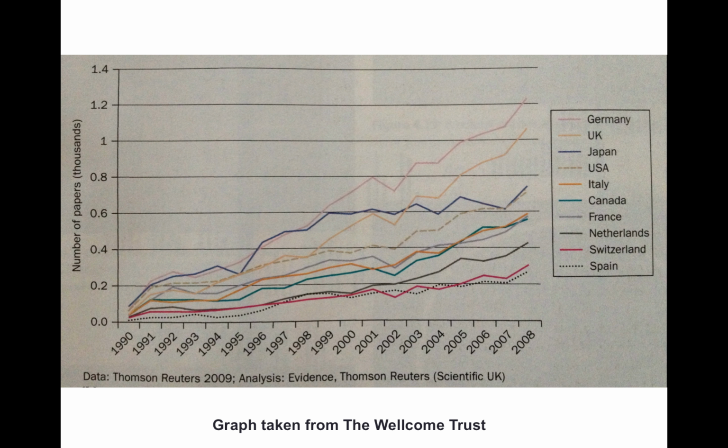And this graph, also taken from the Wellcome Trust, shows the increasing trends for publishing neuroimaging research between 1990 and 2008 in the top 10 countries. We can see that Germany, who have long been interested in the physiological response, are in the lead when it comes to neuroimaging papers, but the UK is not far behind.